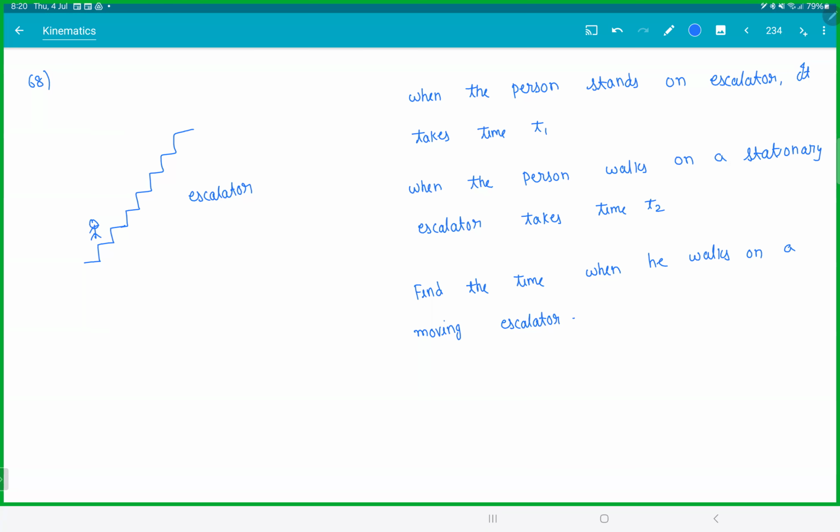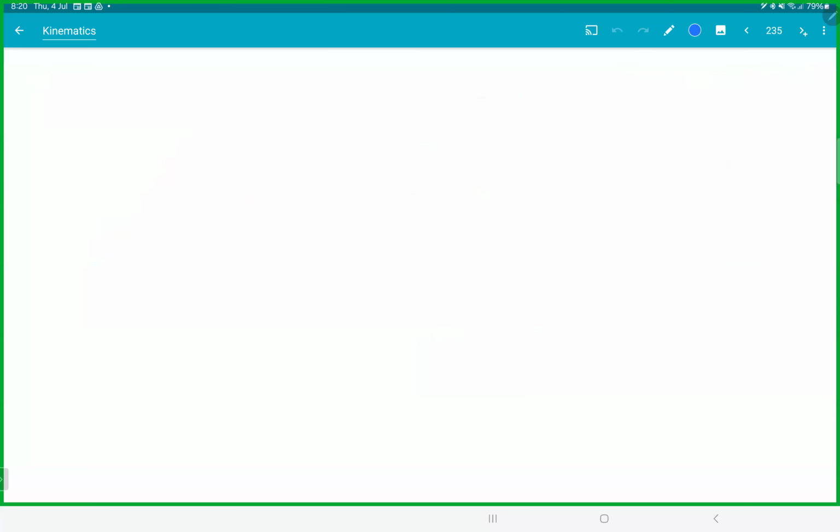Any answers? Yeah, most of you got it. Easy one. We did this in the foundation, if you remember. So what's the catch? So let the elevator go with V1. You're just standing on it. So the time taken T1 is the length of the elevator by V1.